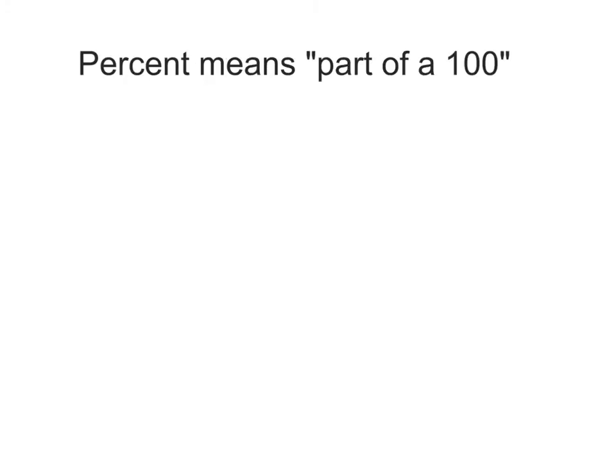Remember that percent means part of 100. So if someone has 32%, then they have 32 parts out of 100. Now, if we don't have 100 parts to deal with, then we'll talk about how that changes a little bit later, but that's the reminder. And because percent means part of 100, that makes converting between decimals and percents very easy.